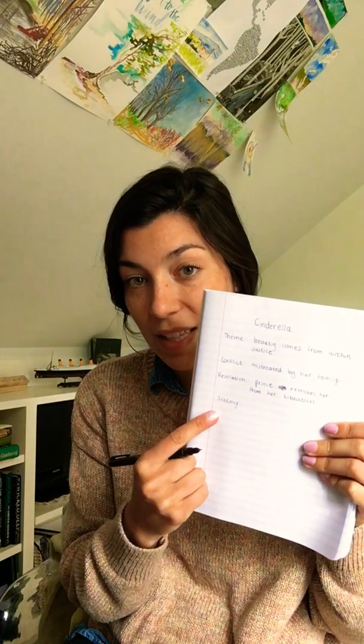You're going to write the setting, and then I want you to start coming up with your characters. Who are your characters going to be? Who's your main character? In my example, who's my Cinderella going to be? Is her name going to be Cinderella? Probably not. I'm going to change it to fit my setting.